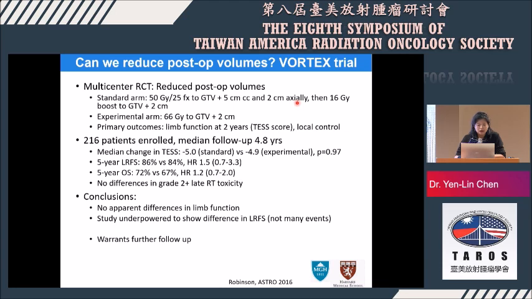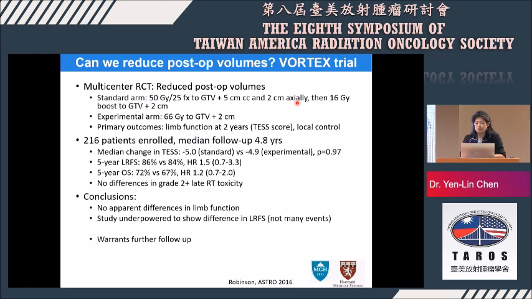All right. Okay, so can we reduce the postoperative volume? I referred to this a little bit. The VORTEX trial has finished, with no long-term follow-up yet. It was reported at ASTRO 2016. It was a multi-center trial where patients were randomized to a standard arm, 50 gray to a 5 cm craniocaudal and 2 cm radial margin, and then coned down to 66 gray, versus the experimental arm where all the patients were treated to just GTV plus a 2 cm margin.